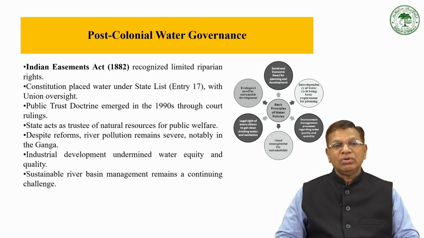The post-colonial water governance continues in the same way, which is reflected in a very comprehensive enactment known as the Indian Easements Act 1882, which recognized riparian rights in a very limited sense. Although the Constitution of India under State List Entry 17 mentions water, then the public trust doctrine, which emerged in 1990 through the court's rulings, makes the state a trustee of the natural resources for public welfare.